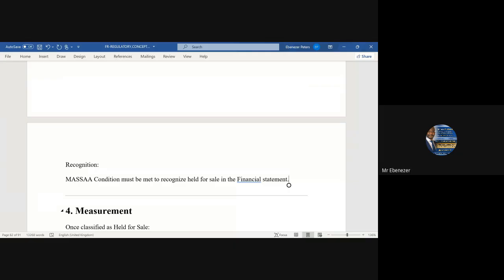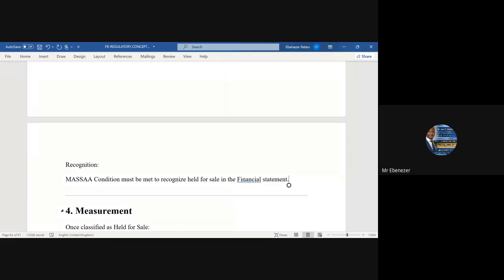That is, you are changing the status of the non-current asset. Why? Because you know that anything under the current assets is to be used as working capital within 12 calendar months. That's why we say management must be committed. Management must not only be committed, they must look for a buyer, and they must be sure that they are going to sell the asset within 12 calendar months. That's why MASSA conditions must be fully met. And once they are met, you reclassify the asset from non-current to current asset because the sale is highly probable to take place within 12 calendar months.